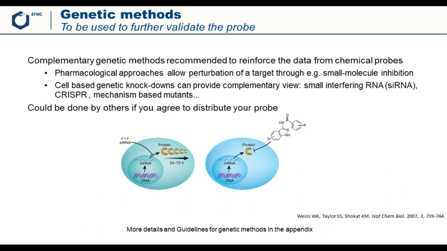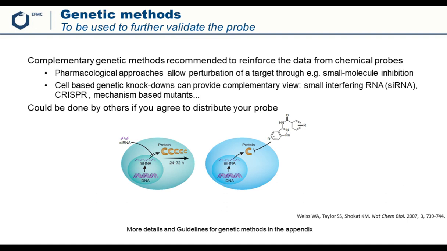This is not the main focus of this webinar, but we'd like to say a few words about genetic methods because we think these are complementary to using chemical probes. This is depicted on the cartoon at the bottom of this slide. The chemical probe usually will perturb the function of a protein, for example, by inhibition. A complementary approach is to use genetic knockdowns by siRNA or CRISPR that will reduce protein levels.